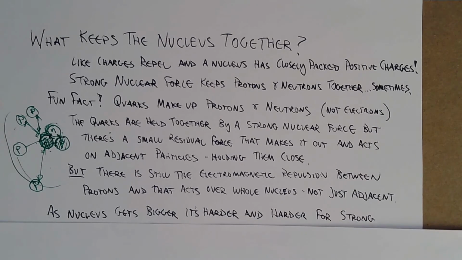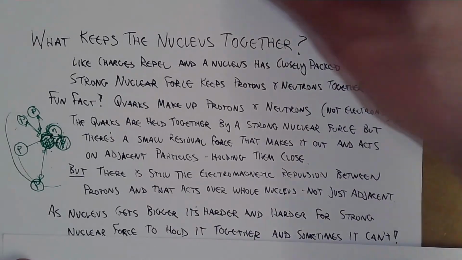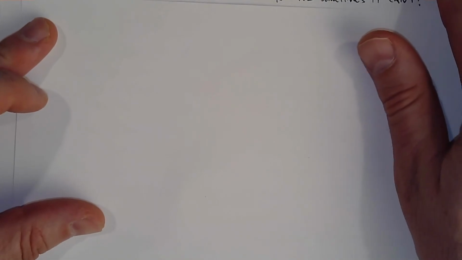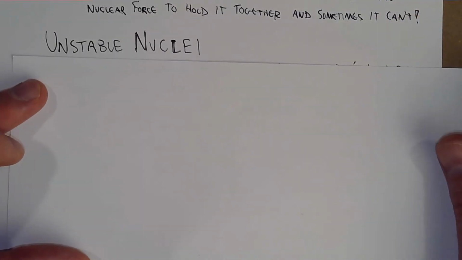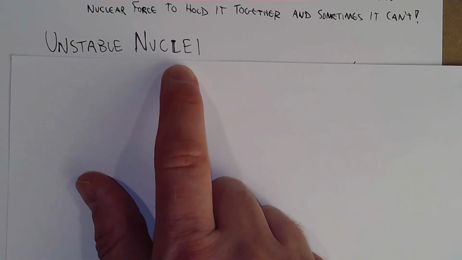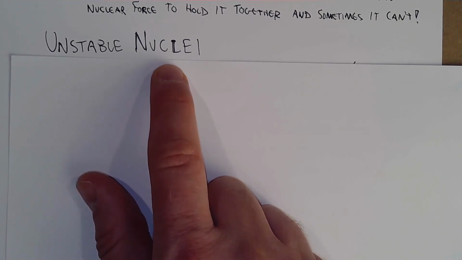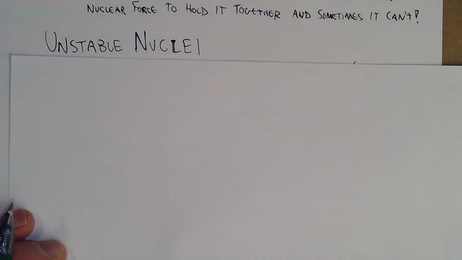But as the nucleus gets bigger, it's harder and harder for the strong nuclear force to hold it all together. This repulsion continues to grow. As you get bigger and bigger, you add more protons, and the amount of repulsion just continues to increase. And sometimes it simply cannot hold things together. The repulsive forces between the protons are just too great. When that happens, we have what we call an unstable nucleus. Nuclei is the plural of nucleus, so I should say an unstable nucleus, or unstable nuclei, plural.